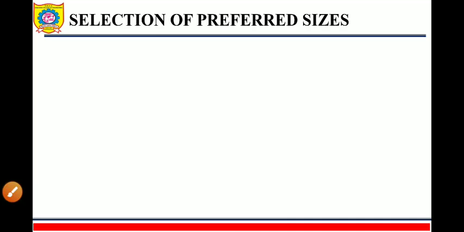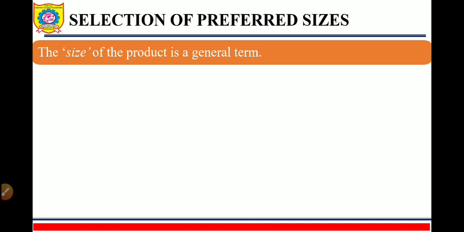So next topic is selection of preferred series or sizes. So what we need to understand is what the preferred sizes are, then we'll see what the preferred series is. Okay, so the size of the product is a general term. So what is our topic?